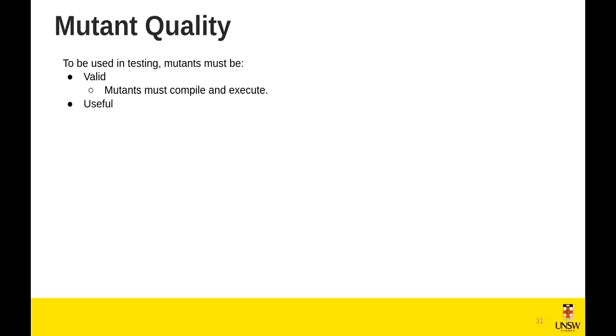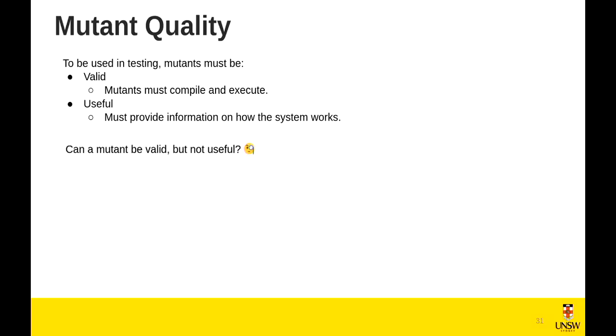The second property is that the mutant must be useful. It must provide some useful information about how the system works. So the question is, can a mutant be valid but not useful? Yes.